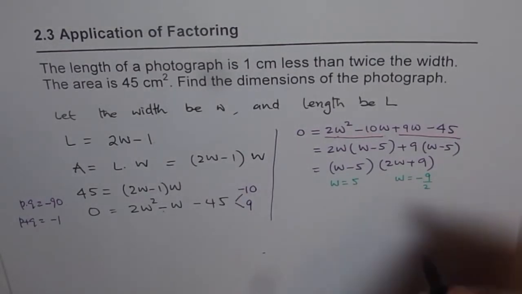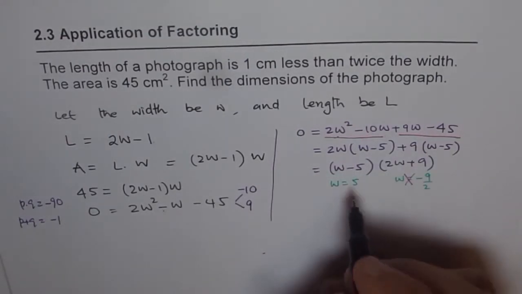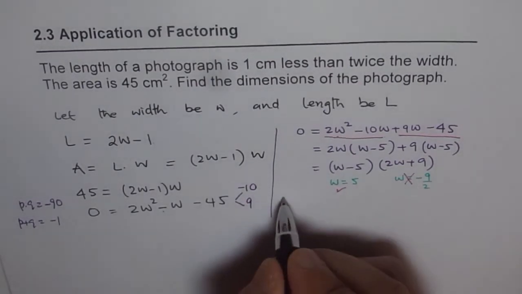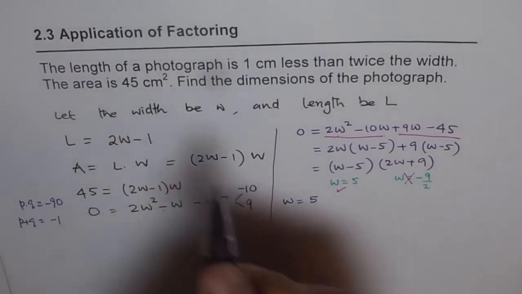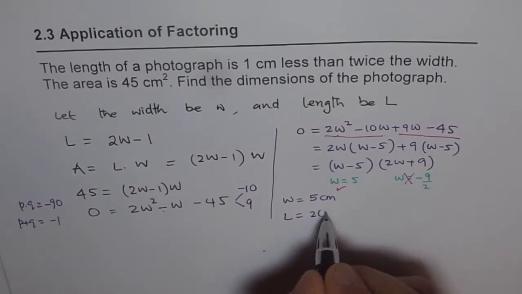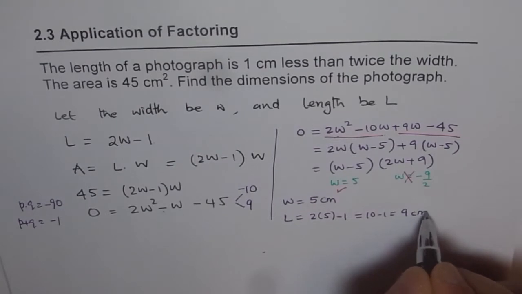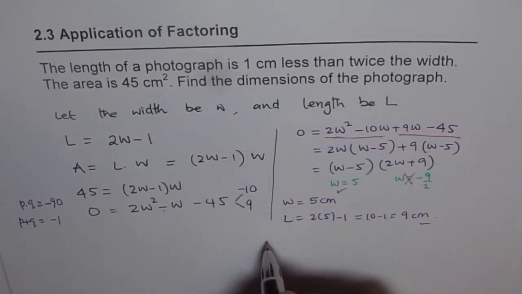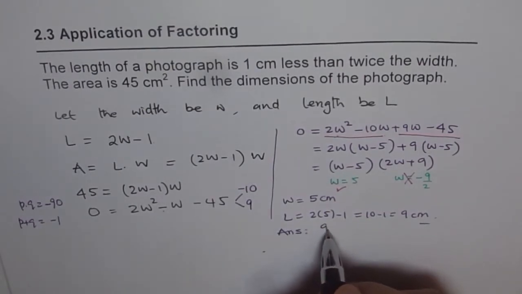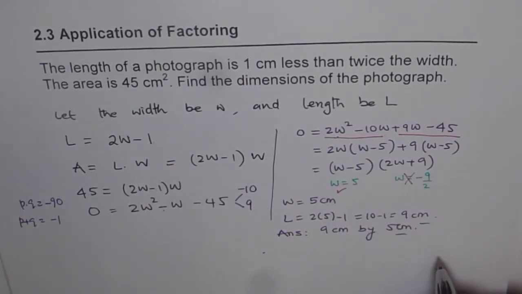But since this is not valid, our dimensions should be positive, correct? But this is okay. So we can work with W equals 5. So we have width equals 5 centimeters, and length is 2 times W, that is 2 times 5 minus 1, that is 10 minus 1 or 9 centimeters, correct? So the dimensions of the photograph can be written as length by width, which is 9 centimeters by 5 centimeters, right? So that is the dimension of the given photograph.